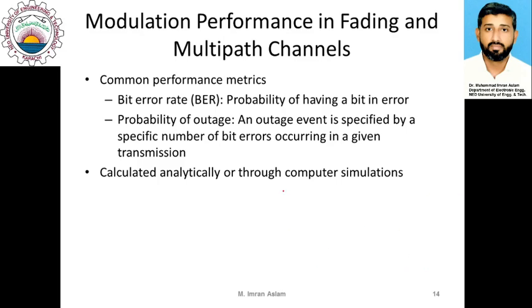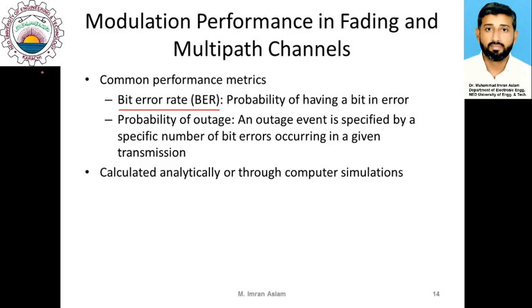A common performance metric is named bit error rate, or BER, which is actually the probability of having a bit in error. So whenever we are comparing two different schemes, we compare on the basis of how much bit error they are generating at a specific amount of Eb/N0.